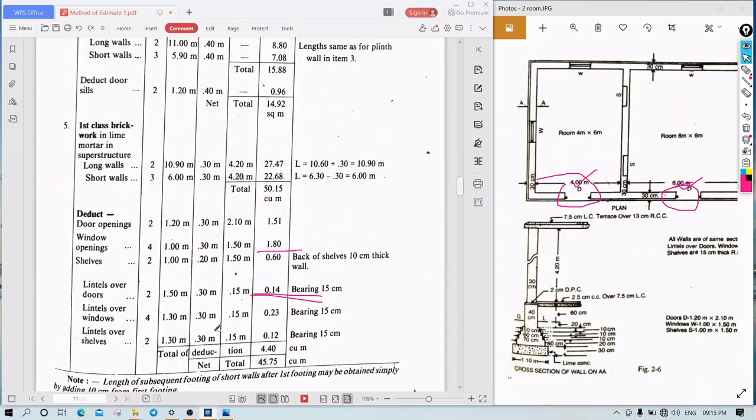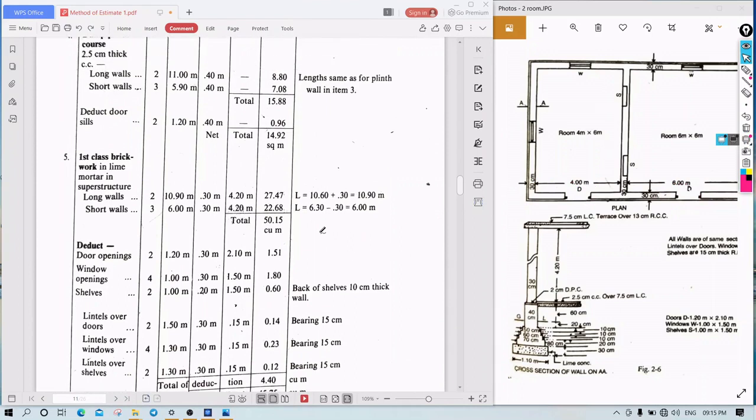Okay, so for first class brickwork also, see here. How many long walls are there? That is 10.60 plus the bearing, or the width of the wall, which is 30 centimeters, so 0.3. So the length is 10.90. Okay, so what is the breadth? 0.30.